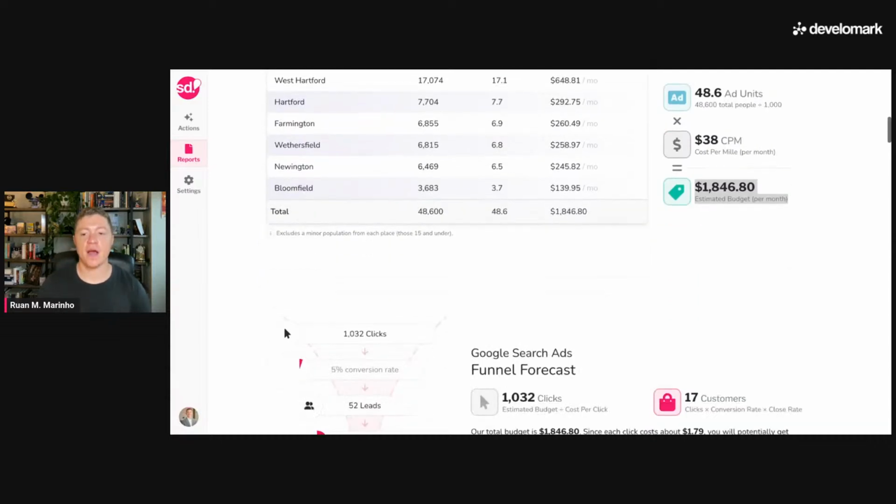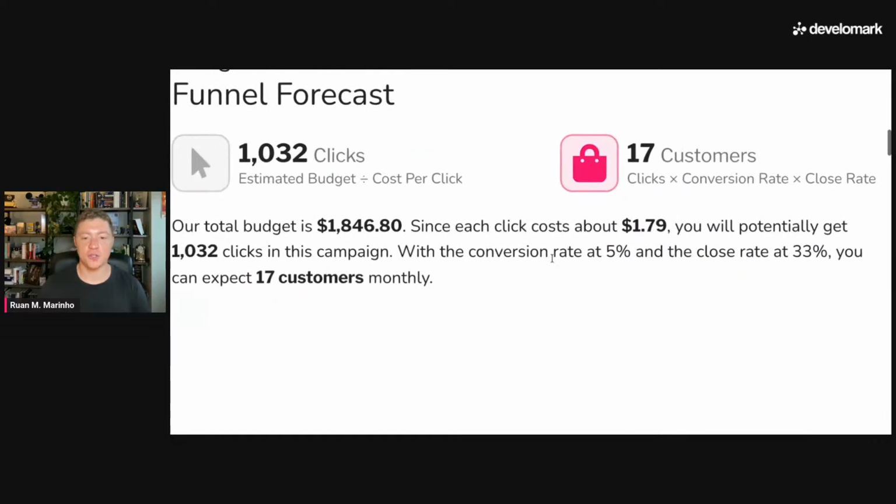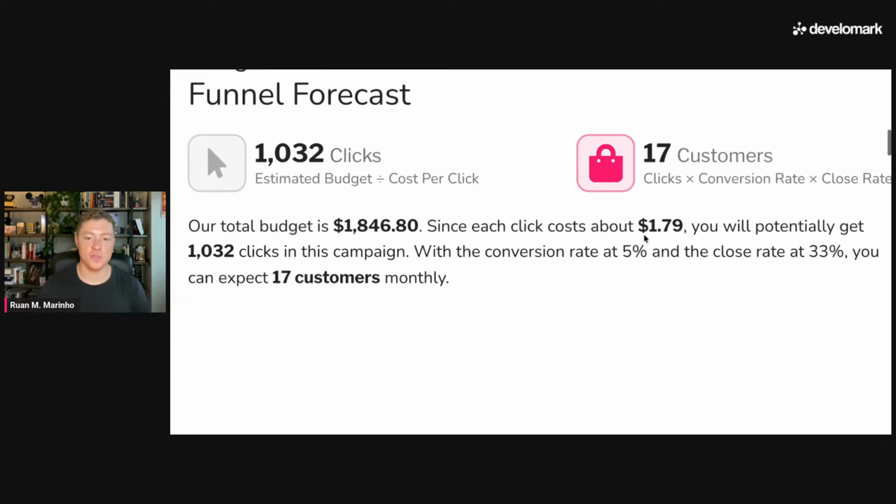So from there, I can quickly see a breakdown of potentially what's going to happen. I'm just going to copy this information. And so what that's going to do is allow me to say, if you spend $1,800, since each cost per click will be roughly $1.79 on average, you're going to get 1,032 clicks in this campaign. With a conversion rate of 5% and a close rate of 30%, you're going to get 17 customers on a monthly basis from our digital marketing campaign.